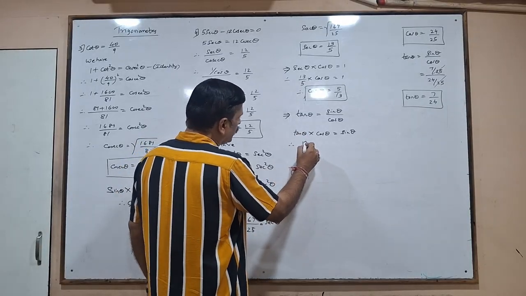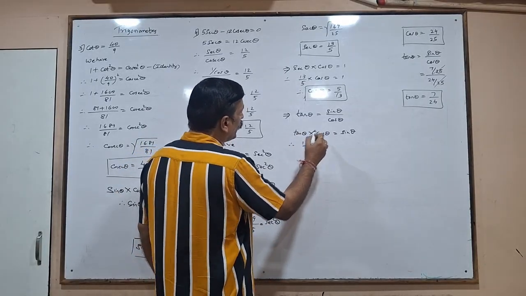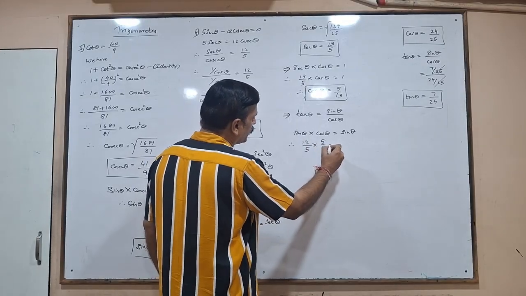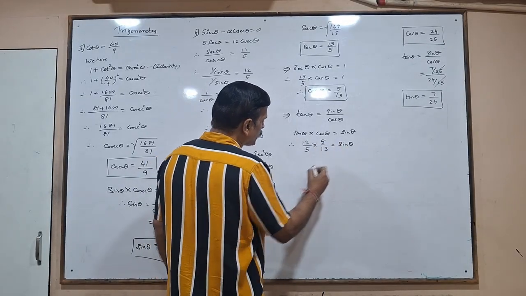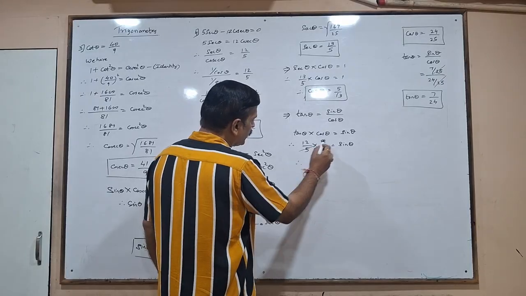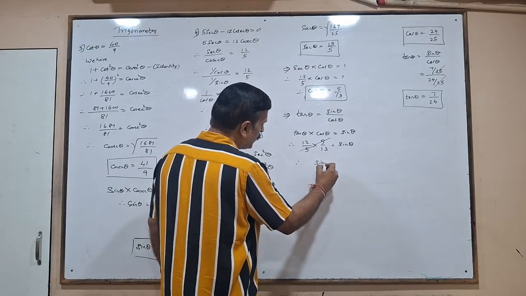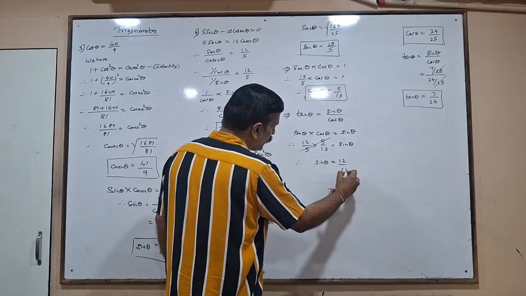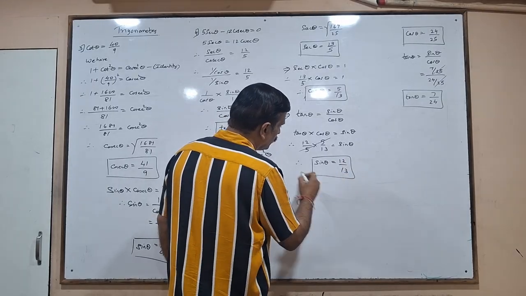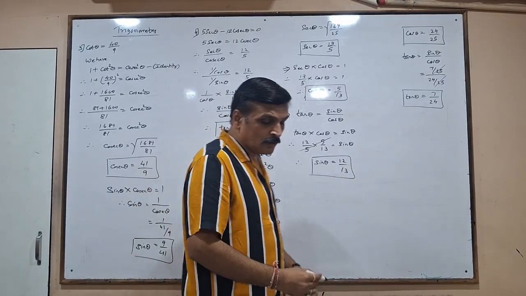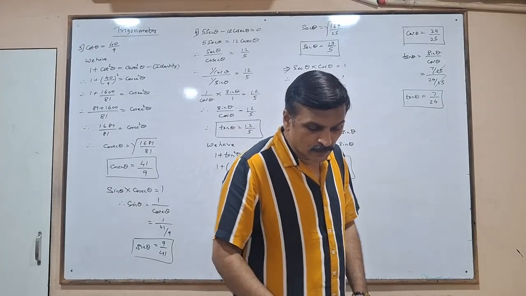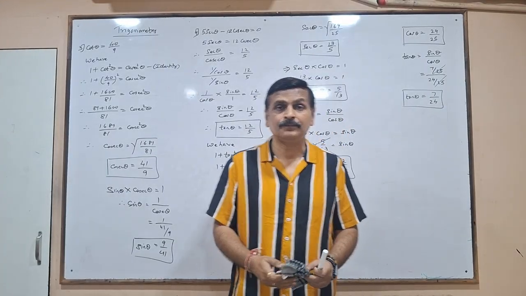What is tan? It is 12 upon 5. What is cos? It is 5 upon 13, which is equal to sin theta. 5 gets cancelled. So sin theta is 12 upon 13. So we got all the values related to that question.